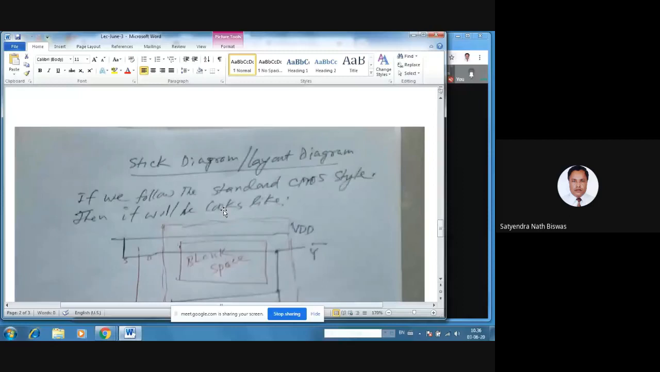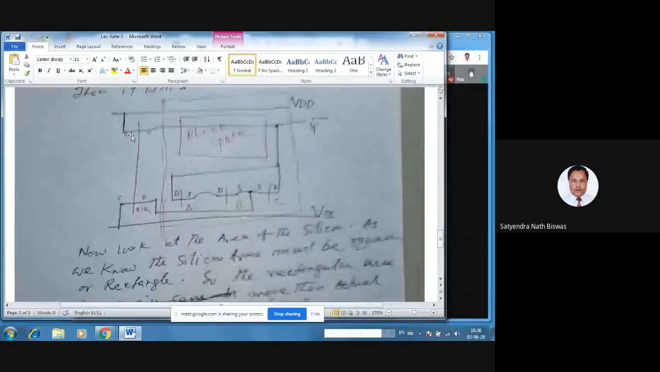Here you see this is a clock. This red one is a PMOS and this is an NMOS. And the extra 3 NMOS are here, A, B, and C. Right? And we need to connect like this.